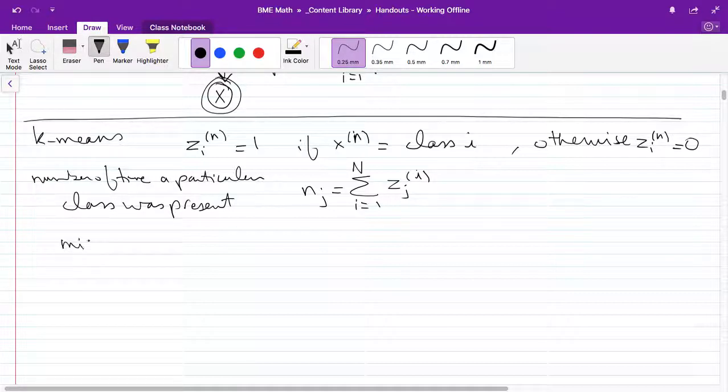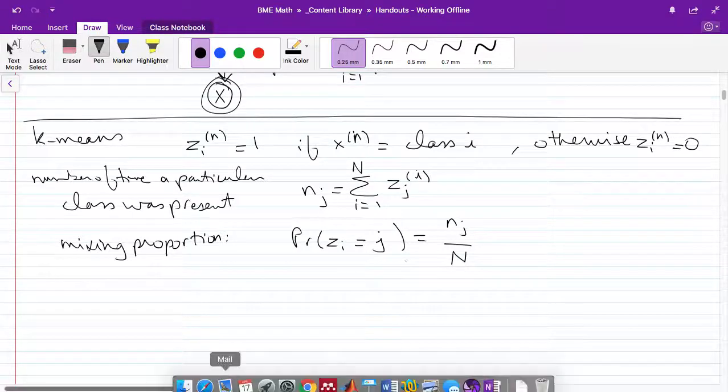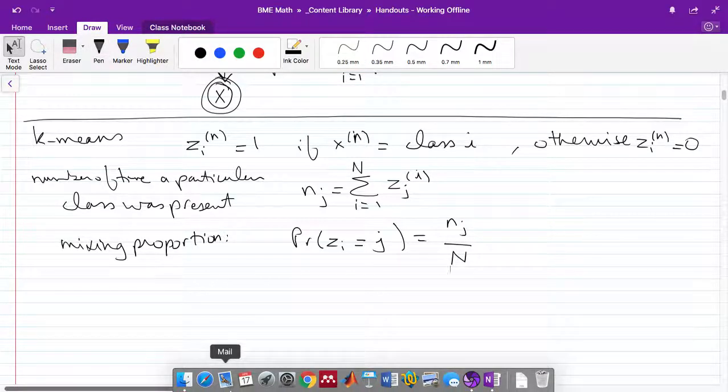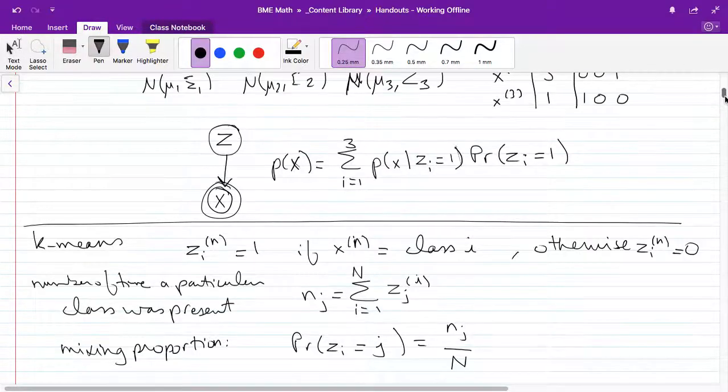And then there's a mixing proportion, which is the probability that z sub i is equal to j. That's equal to n sub j divided by the number of data points. So the prior probability of a particular class is the total number of data points that were assigned to that class divided by the total number of data points. Okay, so what am I doing? I am trying to get the things that I need to get this P of x. And if I had my data labeled, then this guy here would be the number of data points that were labeled for that class divided by the total number of data points.